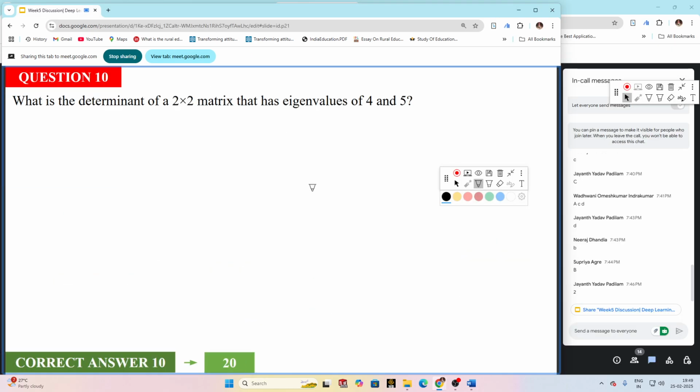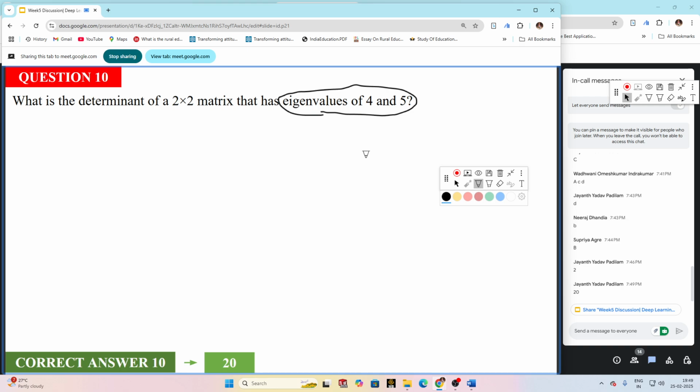Now this is the last question. What is the determinant of a 2 cross 2 matrix that has eigenvalues of 4 and 5? Again, a basic question on eigenvalues and eigenvectors. The determinant of any matrix is given by the product of its eigenvalues.